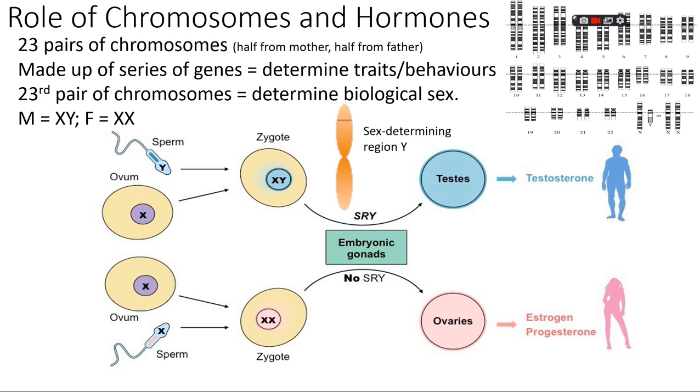And once the testes are formed, they start to release testosterone, which is obviously the male androgen hormone, which determines physical and potentially psychological traits of being male.